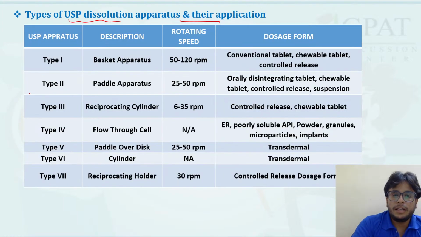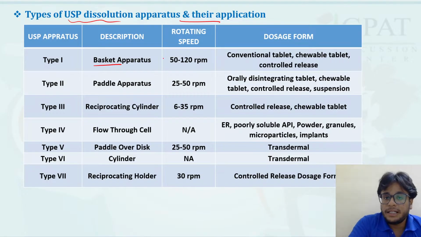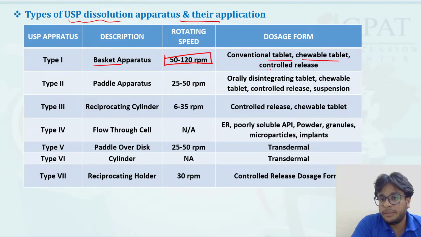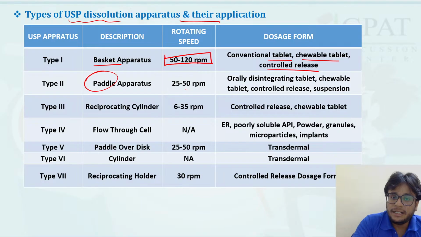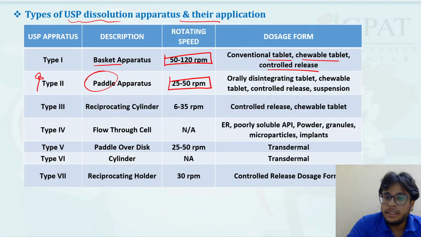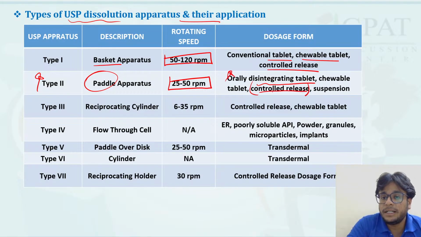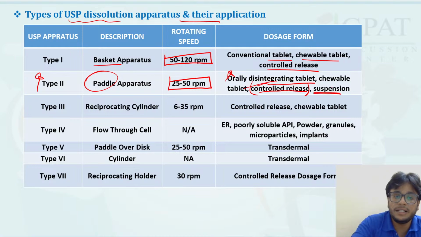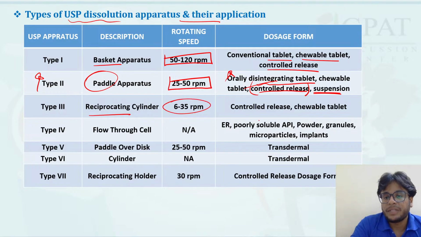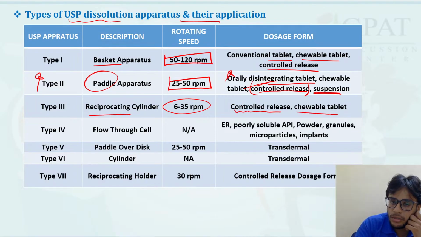As per USP, the first one is the basket, which allows 50 to 120 RPM rotation, and we test conventional tablets, chewable tablets and controlled release tablets in it. Second is the paddle, which allows 25 to 50 RPM. It is used for highly disintegrating tablets, orally disintegrating tablets, chewable tablets, long acting or slowly releasing tablets, controlled release tablets, or suspensions as well. Then type 3, the reciprocating cylinder, uses 6 to 35 RPM. As we are using very low RPM, it is used for controlled release or chewable tablets.